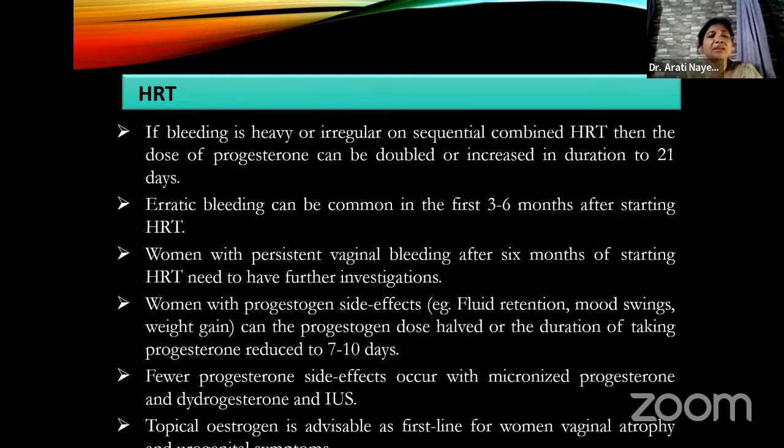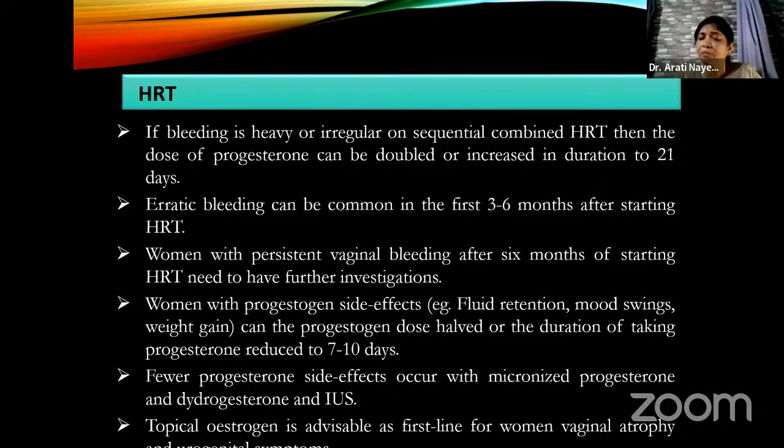If a woman is on HRT, we have to give importance to these things. If there is heavy or irregular bleeding on sequential combined HRT, then the dose of progesterone can be doubled, or the duration increased to 14 days instead of 10 days.